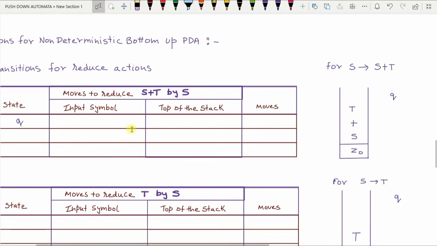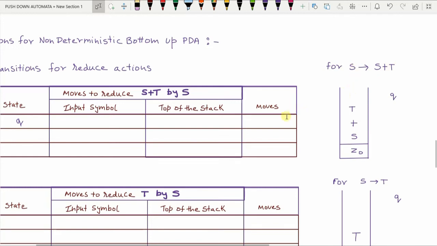Okay, now how can I reduce t plus s so that this goes and what remains is s? Any student will tell simply that first I am going to pop this t out, then I am going to pop this plus out. So after popping t, after popping plus, what will remain is s. So s plus t, this is how s plus t or t plus s can be replaced with s, right?